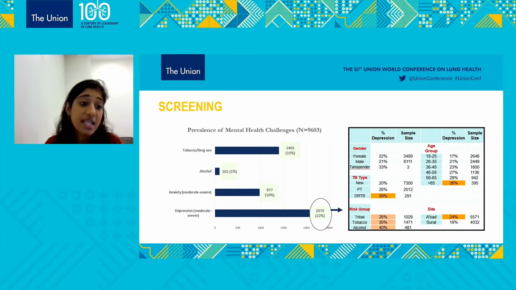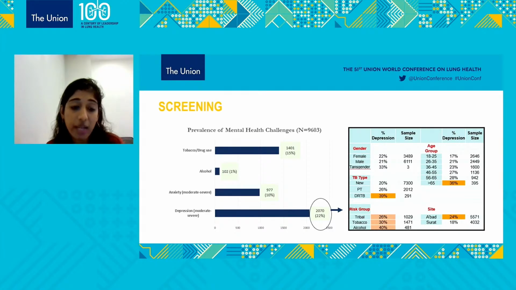This is an example of a cohort of 9,600 patients that we screened, again, in 2 districts in the state of Gujarat. You can see the prevalence here, depression, moderate to severe specifically, being about 22%, and screen for anxiety being about 10%. So over a third of patients, or close to a third, were expressing symptoms of moderate to severe depression or anxiety, meaning these patients would require enhanced care, enhanced counseling support.